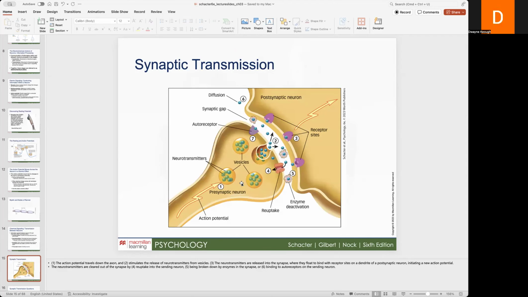Here's a better view of the terminal button of a neuron, and then the postsynaptic neuron's dendritic branch, or the receiving site. These neurons contain neurotransmitters in these vesicles. As an action potential travels down an axon, it results in these neurotransmitters being secreted into the synaptic gap. Now, these combine with the receptor sites to increase or decrease the likelihood that the postsynaptic neuron will fire.